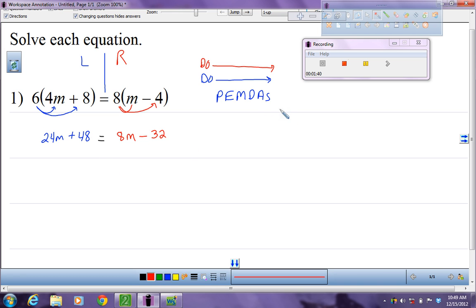When you move things around, you've already simplified and everything, and you're ready to solve. That's when you undo. So you're going to follow all the adding and subtracting first, and then the multiplying and dividing. So here I look at them, right?